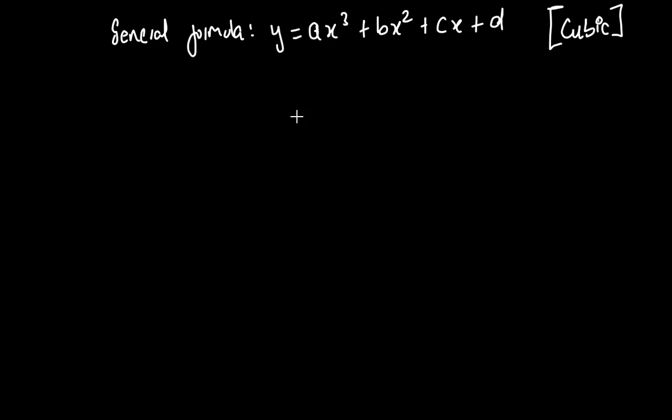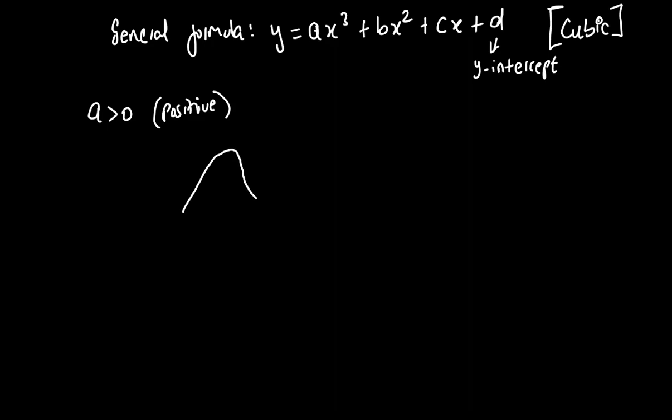Okay? So, I need you to know that from this formula here, d is called the y-intercept. Okay? From that formula there, d is called the y-intercept. Right? And this is your a here. Now, you should know that if your a is positive, meaning greater than 0, the graph is going to start by increasing, then it's going to decrease, and then it's going to increase again.